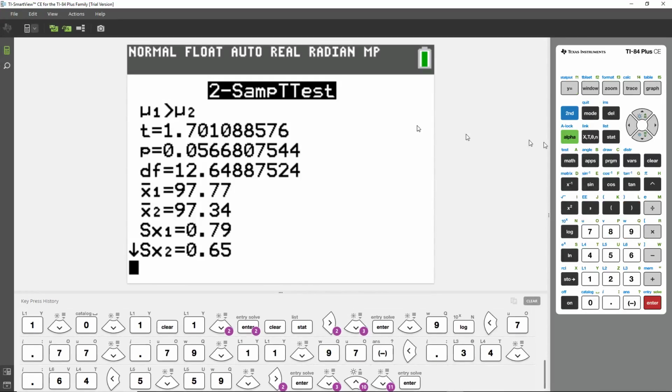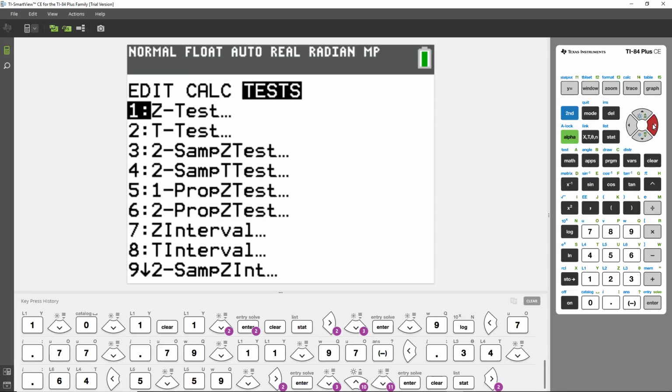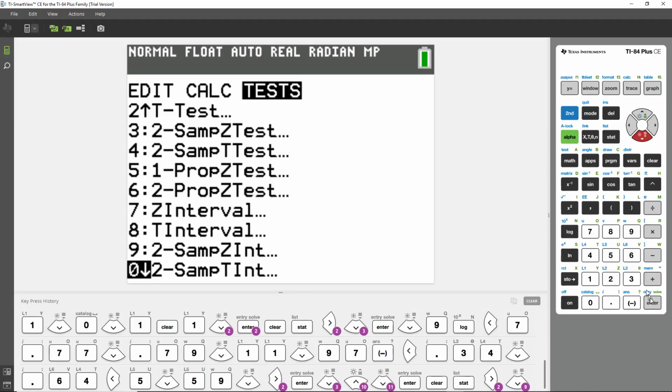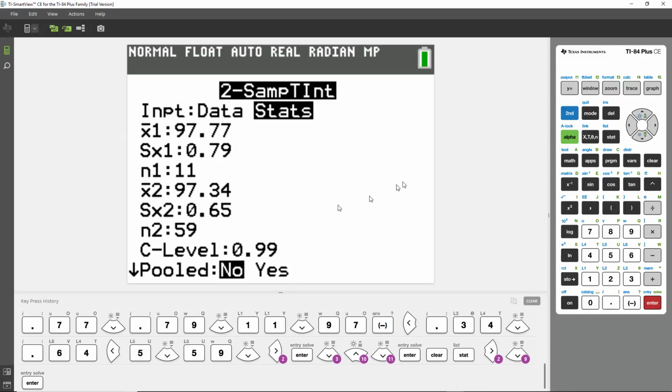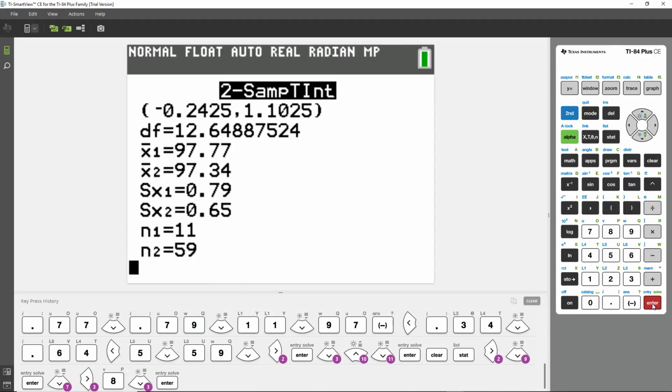Now, the cool thing about this is I think it's already going to be set up for us. So we just go into Stat, Tests, and then instead of 2-sample t-test, we're going to go to a 2-sample t-interval. The stats are already set up for us, but they're using a 0.99 confidence level. I'm not convinced that that's going to work. I'm going to use a 98. Let's see. All right. So this is what I got, and it turns out that 0 is actually in the middle.